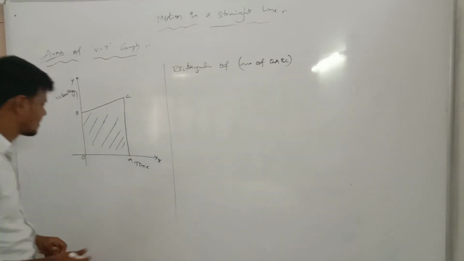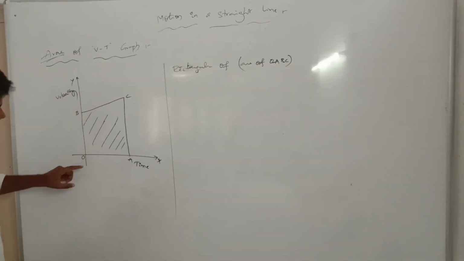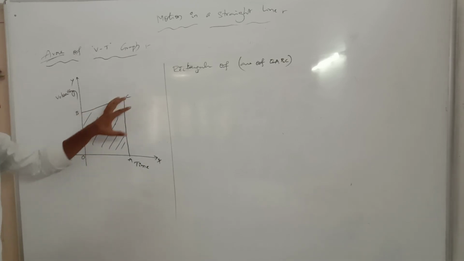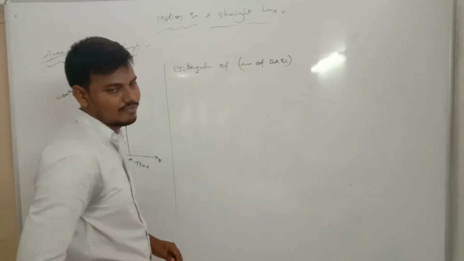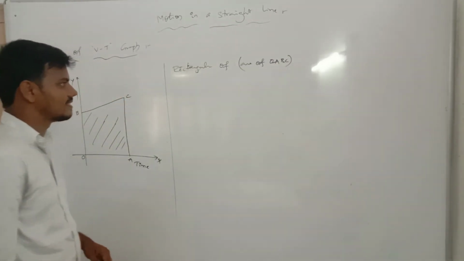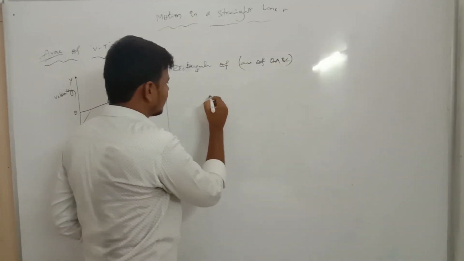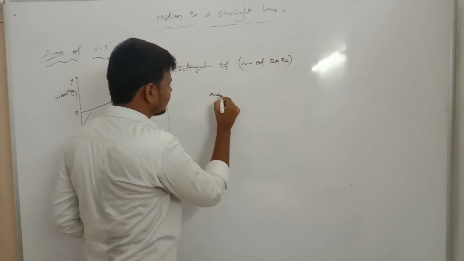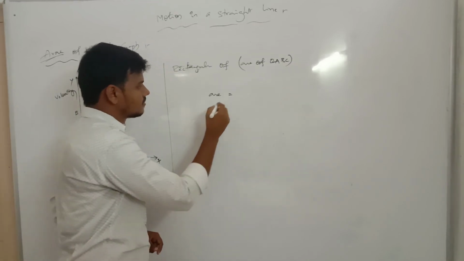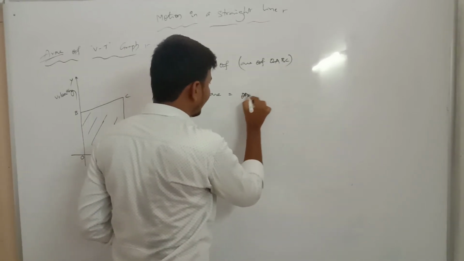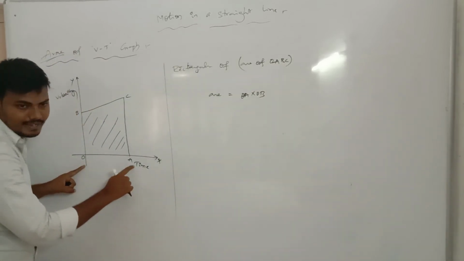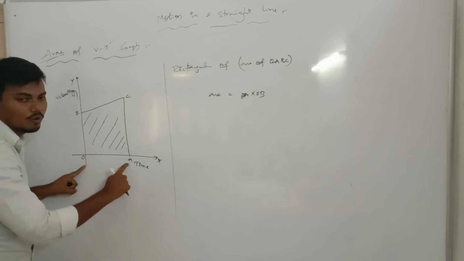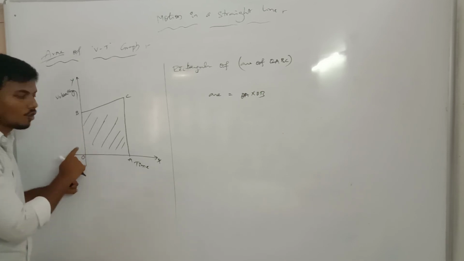This is the first area. The total area covered is O, A, B, C. This is the four sides of the rectangle O, A, B, C. Okay, now the area of O, A, B, C is equal to which one? O A into O B. The rectangle is O A into O B. This is the O A position. Now this one is the O B position.